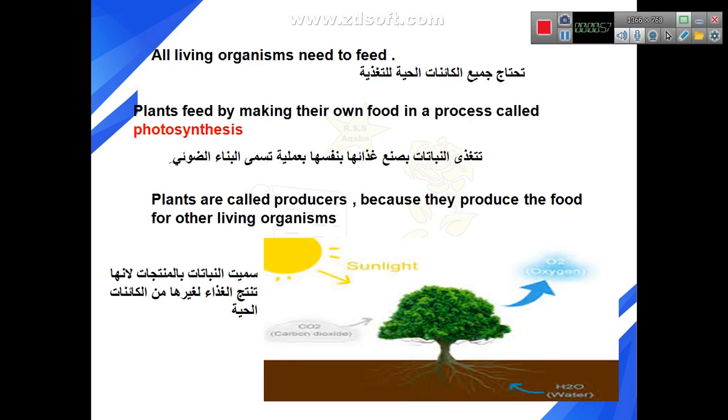We know that all living organisms need to feed, to grow, to produce, to have energy for themselves. It means that all living organisms need feeding to have energy. جميع الكائنات الحية بتحتاج للتغذية.